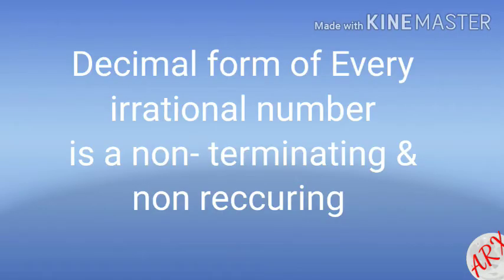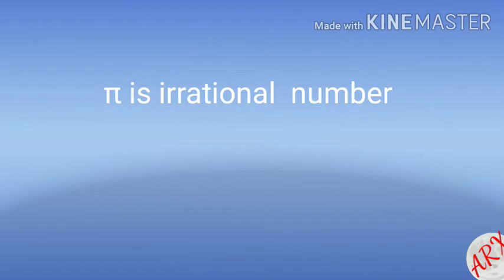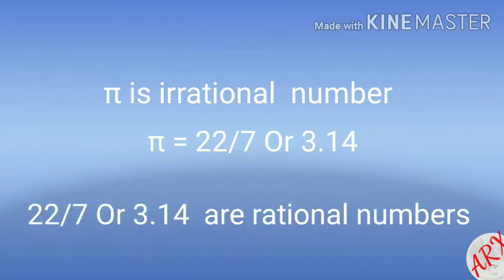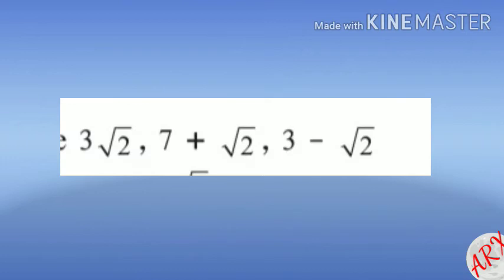The decimal form of every irrational number is non-terminating and non-recurring. For example, pi is an irrational number. Its value is very close to 22 upon 7 or 3.14, but 22 upon 7 and 3.14 are rational numbers. 3 root 2, 7 plus root 2, 3 minus root 2 are some examples of irrational numbers.